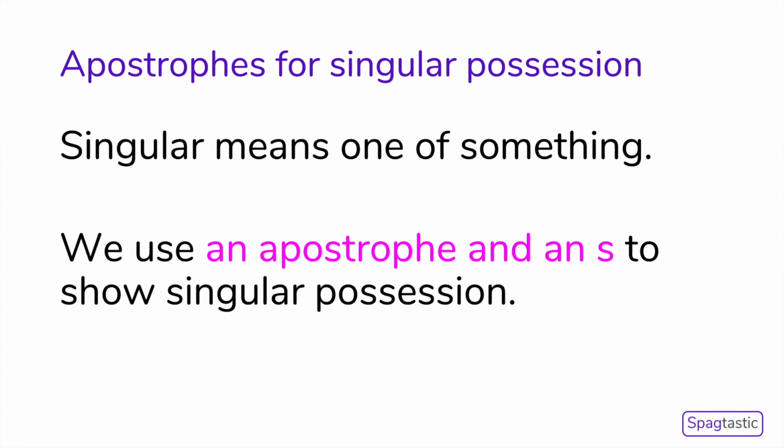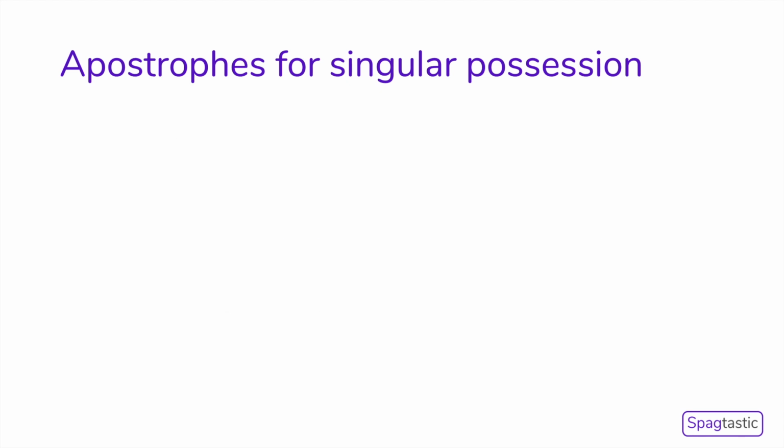So to show singular possession, we use an apostrophe followed by the letter S at the end of a word. Let's take a look at some examples.